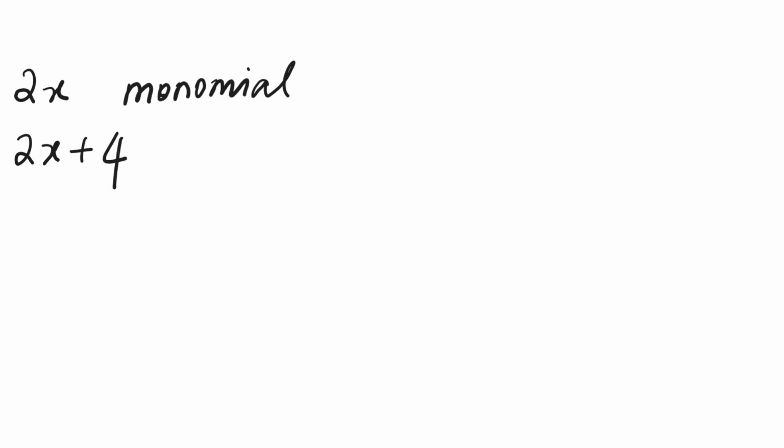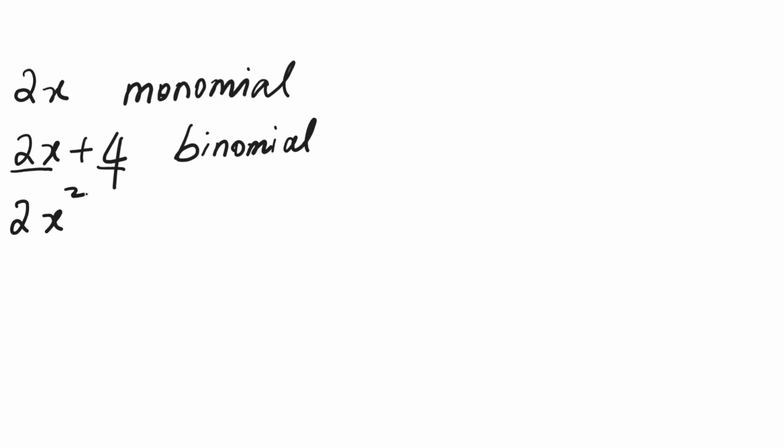Let's get started with the very first expression, 2x. Now 2x is a polynomial with one term and it is called a monomial. Let's take another expression, 2x plus 4. This has two different terms. I'm going to give it a name called a binomial. So a polynomial with two terms is a binomial.